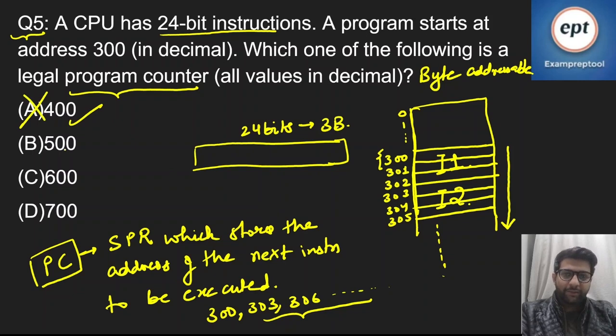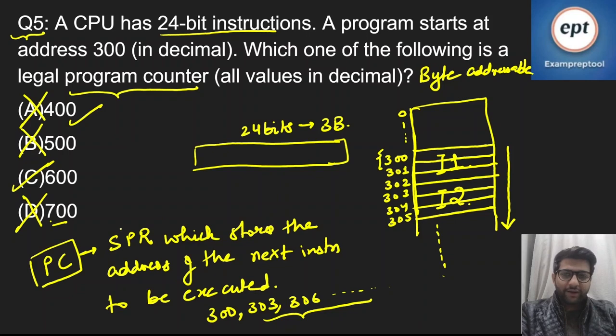Can 500 be a legal program counter value? No, again this is not a multiple of 3. Can 600 be a program counter value? Yes, because it is a multiple of 3 starting from 300, right? And here, this will be a static address of the instruction, right? Can 700 be a legal program counter value? Again, no, because this is not a multiple of 3, right?